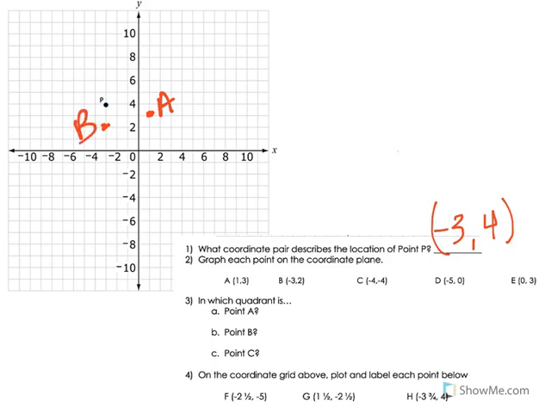Point C is at -4, -4. So I go over 4 to the left and then down 4. That is C. D is at -5, 0, so it's right on the x-axis because I'm not jumping anywhere. And then E is at 0, so I'm running nowhere, but then I jump to +3.